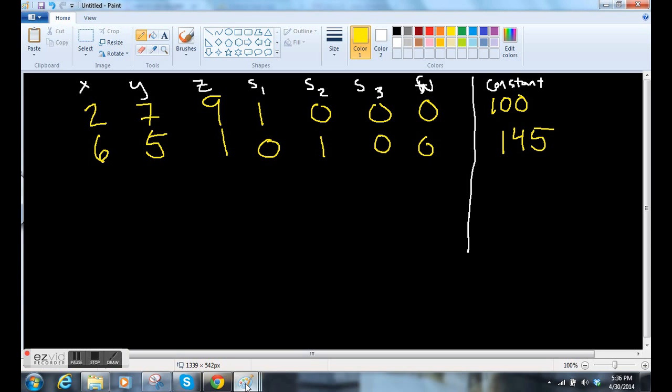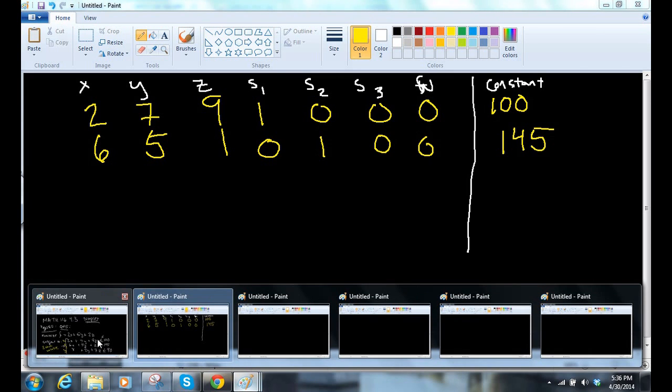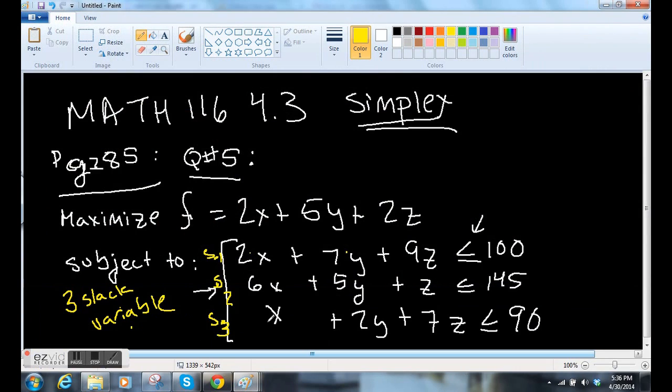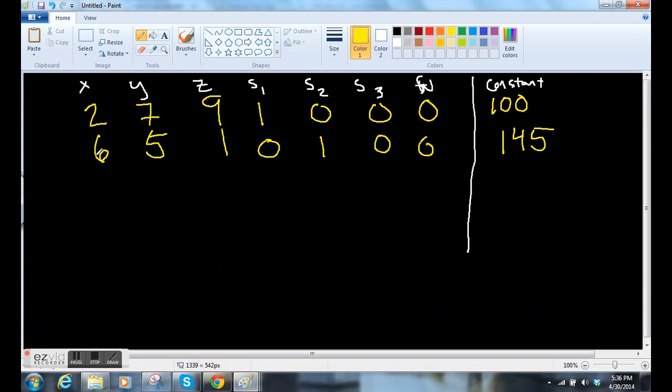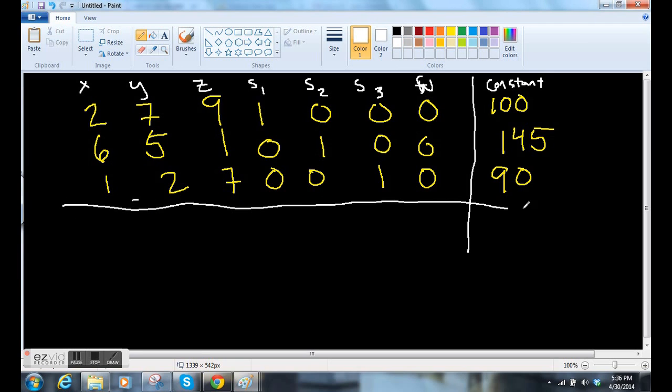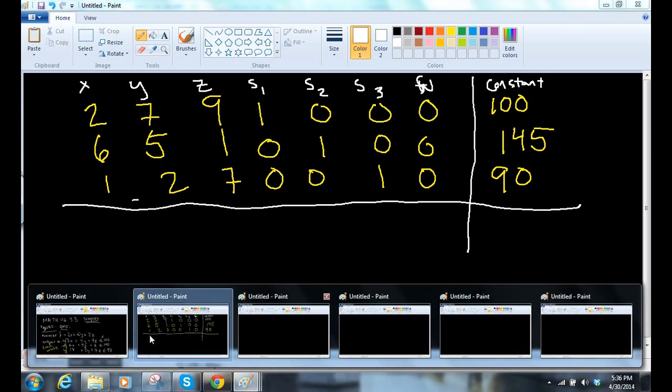Do you see the pattern? The first step I want you to be able to do is set up this augmented matrix. The third row is 1 times x, 2y, and 7z: 1, 2, 7. Slack variable 3 goes with the third row, and this was less than or equal to 90. You think, well, we're done, that was all the equations we had. But then draw this line. Whoa! It's hard to draw on this little writing pad.